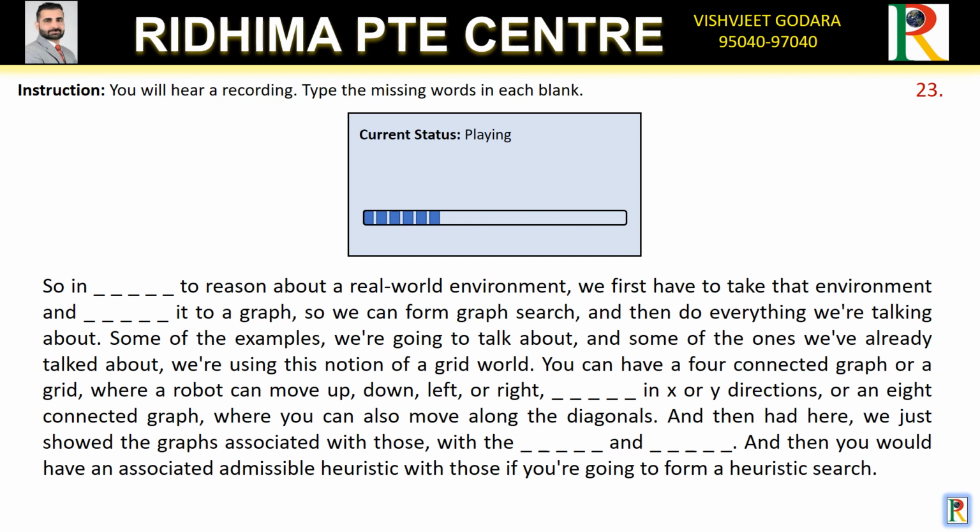Some of the examples we're going to talk about, and some of the ones we've already talked about, use this notion of a grid world. You can have a four-connected graph or grid where a robot can move up, down, left, or right, basically in X or Y directions, or an eight-connected graph where it can also move along the diagonals. And then here we just show the graphs associated with those, with the nodes and edges. And then you would have an associated admissible heuristic with those if you're going to perform a heuristic search.